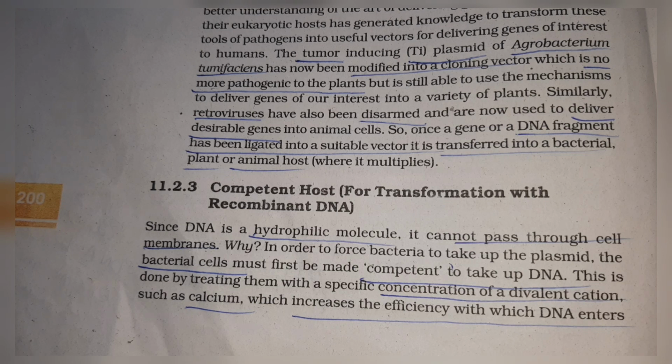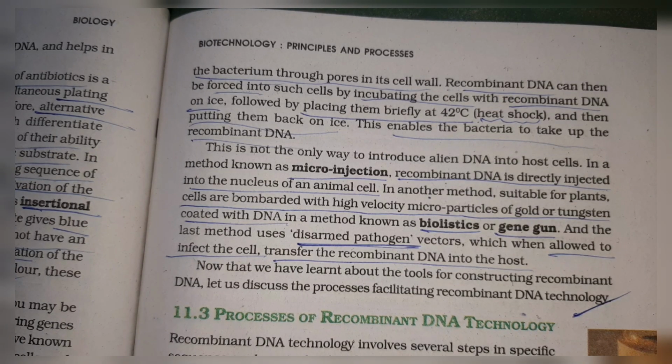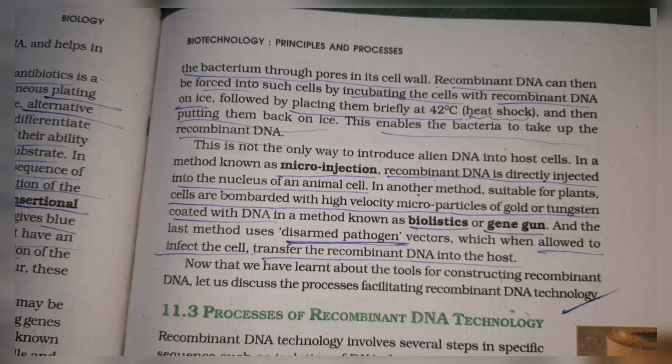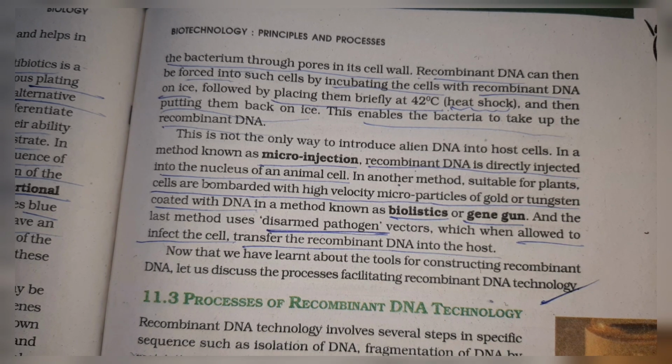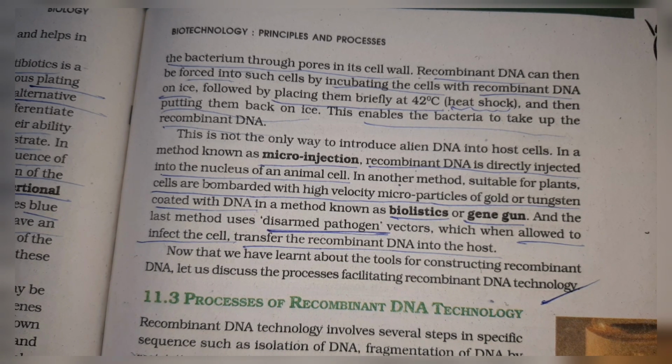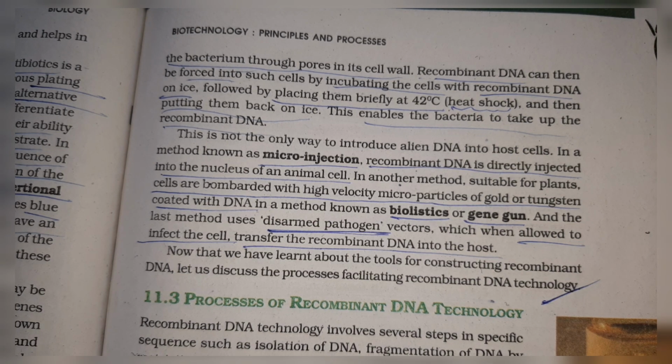Why? In order to force bacteria to take up the plasmid, the bacterial cell must first be made competent to take up DNA. This is done by treating them with a specific concentration of a divalent cation such as calcium, which increases the efficiency with which the DNA enters the bacterium through pores in its cell wall. Recombinant DNA can then be forced into such cells by incubating the cells with recombinant DNA on ice, followed by placing them briefly at 42 degrees, a heat shock, and then putting them back on ice.